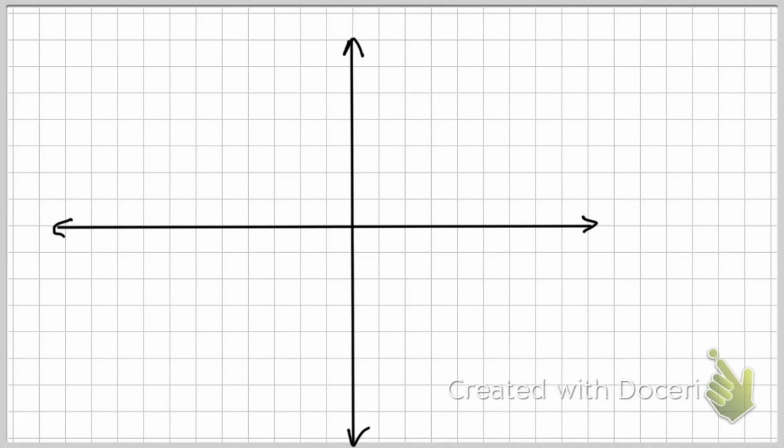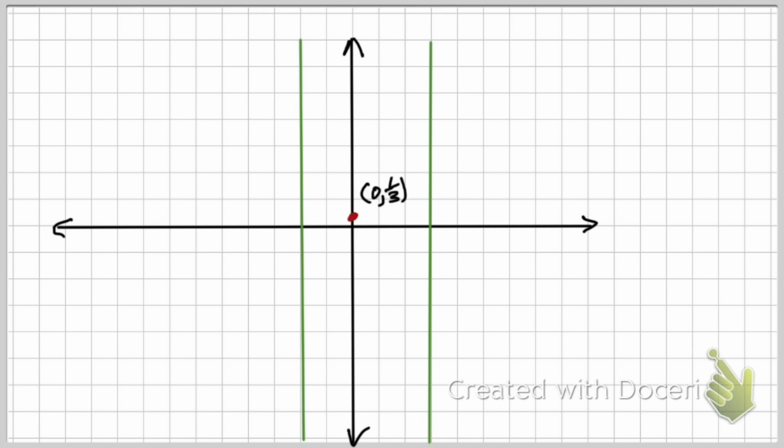So now I'm going to start putting the information that we got from those first 5 steps onto a graph. First thing I'm going to do is put my vertical asymptotes. Those are the green lines at x equals negative 2 and x equals 3. Next thing I'm going to do is plot my y-intercept. It's at the point 0, 1/3. Next, I'm going to put my x-intercept. It's located where x is 2 and y is 0. So those are my two little red points right there.